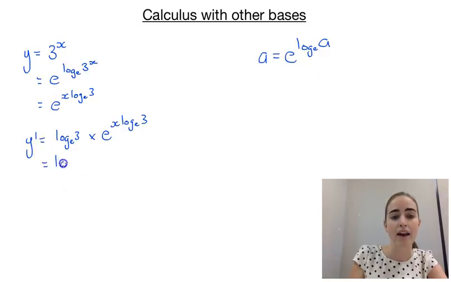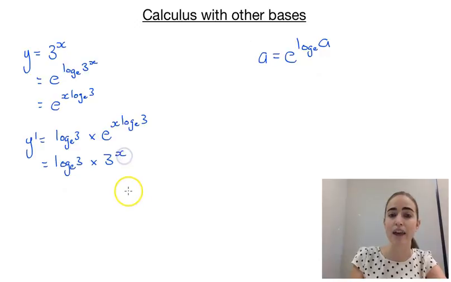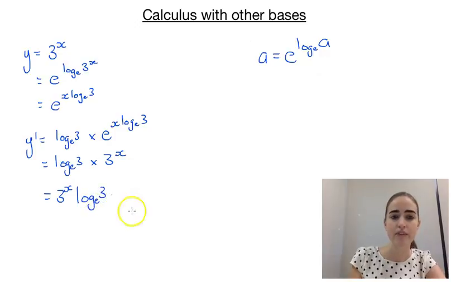Now we can go back and rewrite this whole section. We can backtrack and rewrite that just as 3 to the power of x. So we'd bring that x back up into the power, and then the e and the log e would simplify down just to give us this times 3 to the power of x. Now I'm just going to rewrite that one last time to bring the 3 to the power of x out the front, times log to the base e of 3. All right, so the derivative of this is this one here.